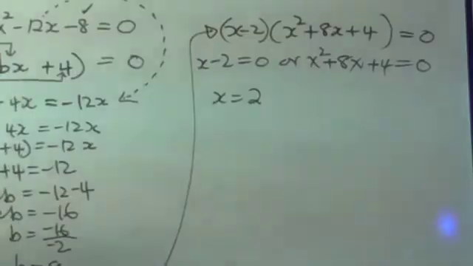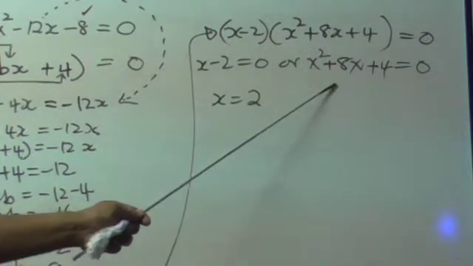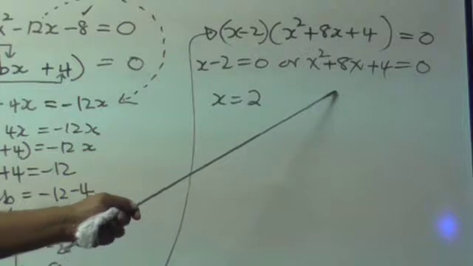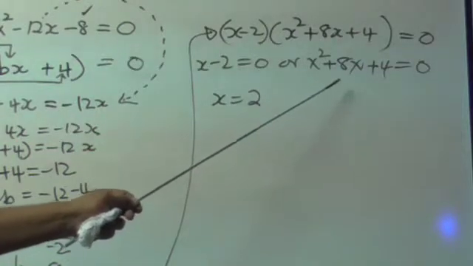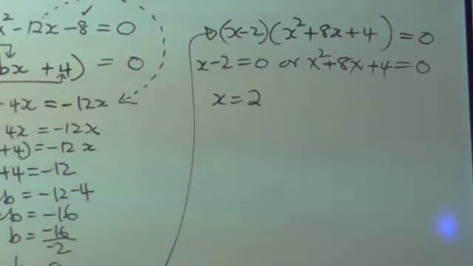Now here you have a quadratic, x squared plus 8x plus 4. Now this quadratic will not factorize. After this example, I'll show you how to determine whether a quadratic will factorize or not. You can try as much as you like, this will not factorize. So you have to use your formula. So you use the formula on this, right?